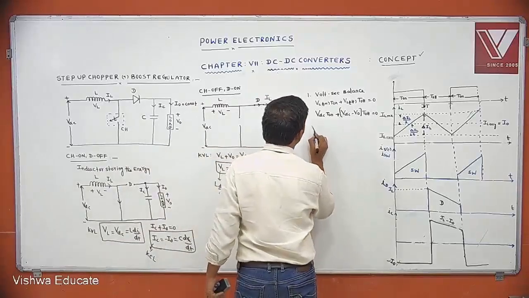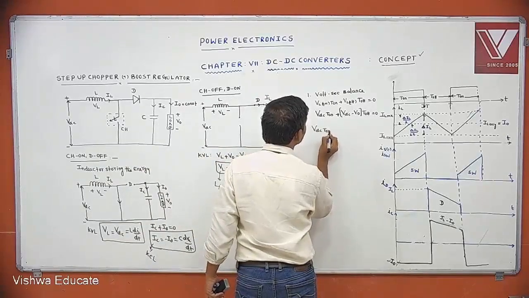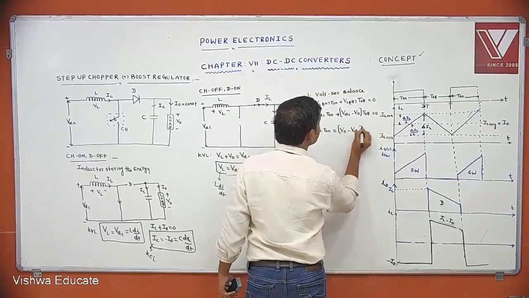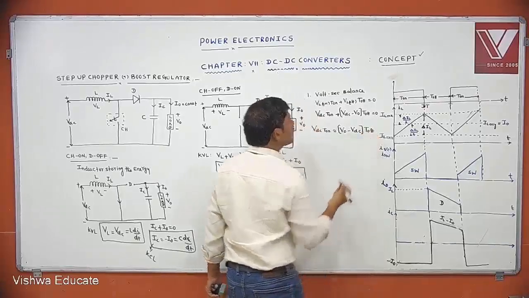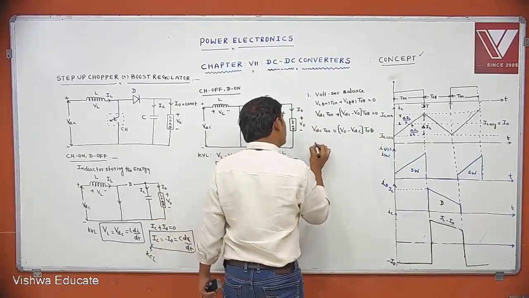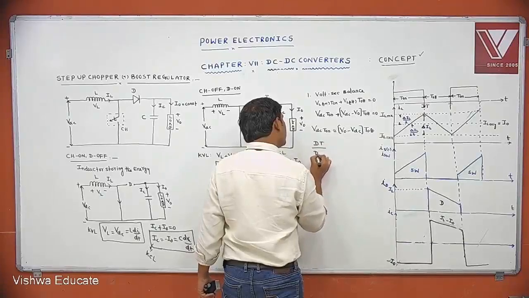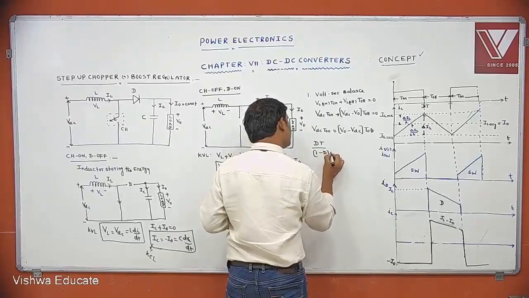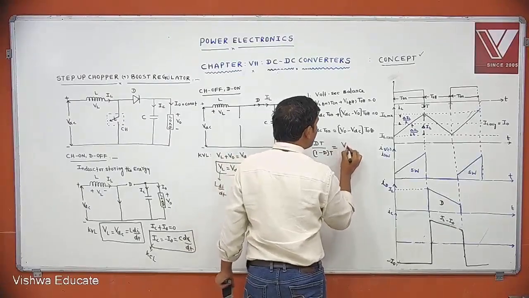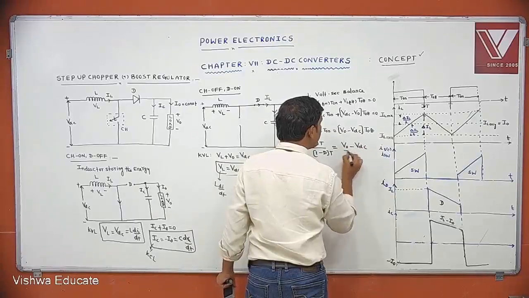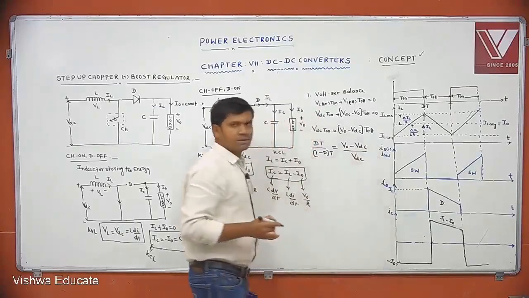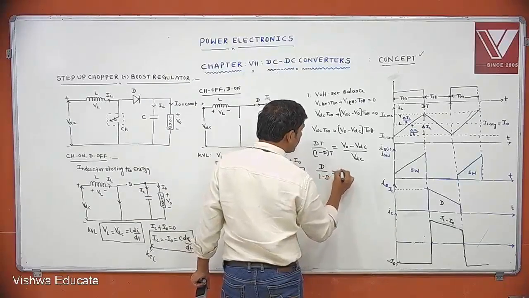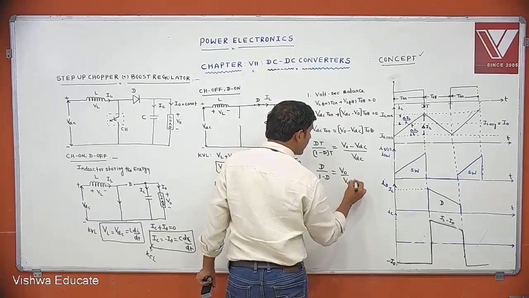Shall we write like this? VDC into T on equal to, bringing this to the other side, V naught minus VDC into T off. Correct? Yes. What is T on? T on equal to dT. What is T off? T off is 1 minus d into T. So d by 1 minus d is equal to V naught minus VDC by VDC. Correct? Yes. So d by 1 minus d equal to V naught by VDC minus 1.